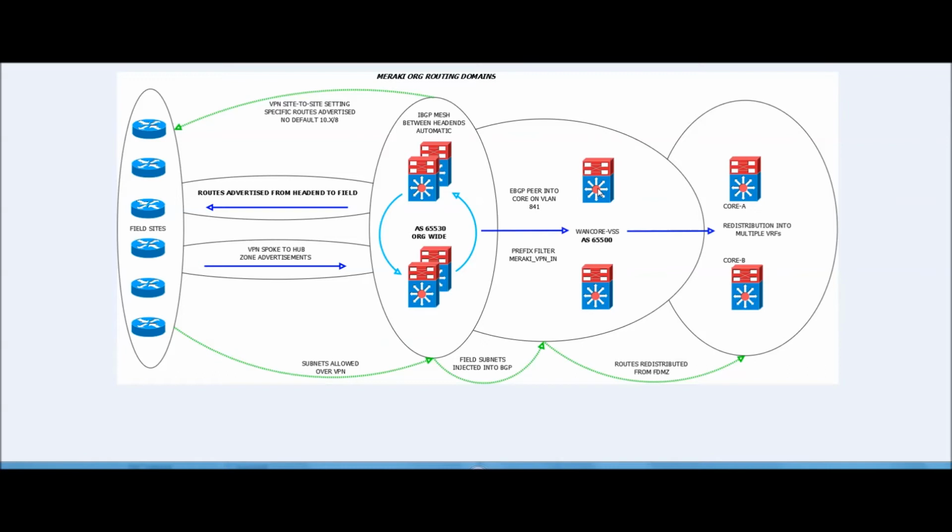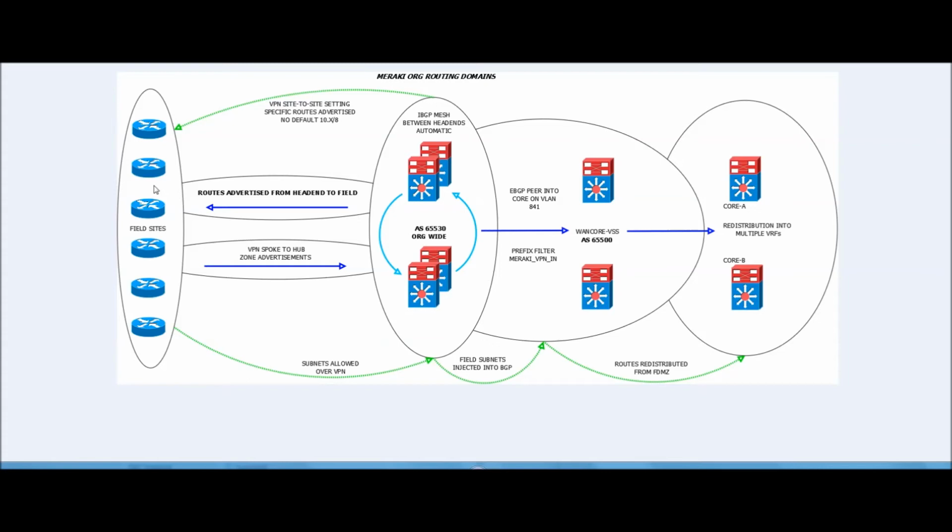In this scenario, we cannot define a 10/8 to be distributed to the field. Why? Because these field sites may have a consumer-grade internet service provider such as AT&T, Comcast, or CenturyLink. Some of those modems actually hand out a 10/8 IP address on the WAN interface. If you had a 10/8 on the WAN interface from a modem for internet reachability, and you're also injecting a 10/8 route over the VPN tunnel, these two will conflict, and the VPN tunnel will not work.